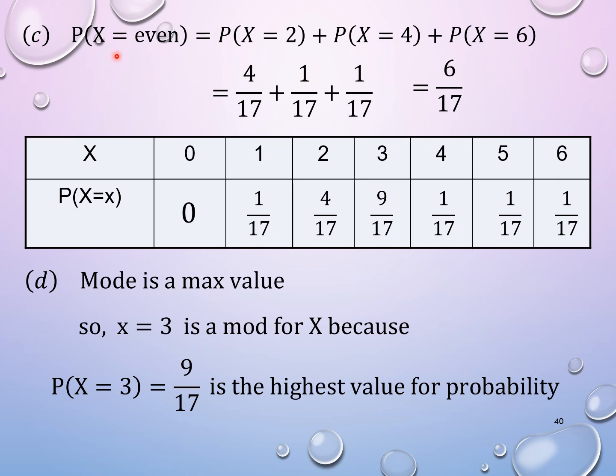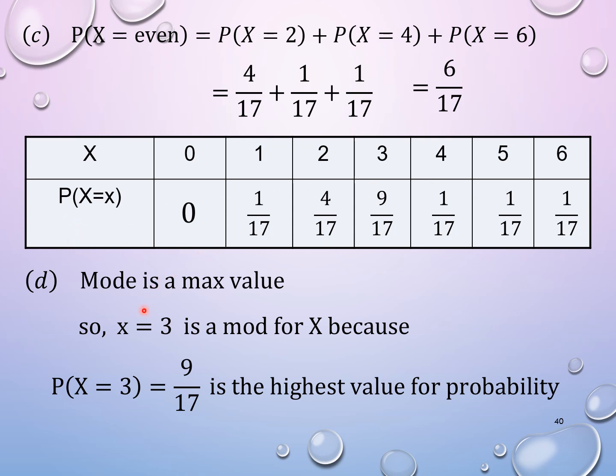C. Probability of x being even. Even means we only have probability x equal to 2 plus probability x equal to 4 plus probability x equal to 6. So we just add on 4 over 17, referring back to the previous probabilities with the k just now. We just substitute k with 1 over 17 and we get these values. So now we have a complete probability distribution table. This is the probability distribution table.